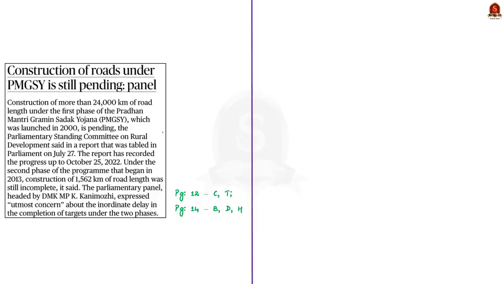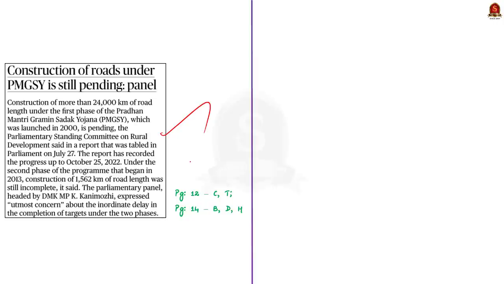Take a look at this news article. It says that Pradhan Mantri Gramin Sadak Yojana, PMGSY, has not been able to complete the construction of all the roads that were planned under the first and second phases. This has caused a lot of inconvenience to people living in rural areas who are still waiting for road connectivity. So the parliamentary panel has asked the government to take steps to complete the construction of the remaining roads and to ensure that the targets under the scheme are met.